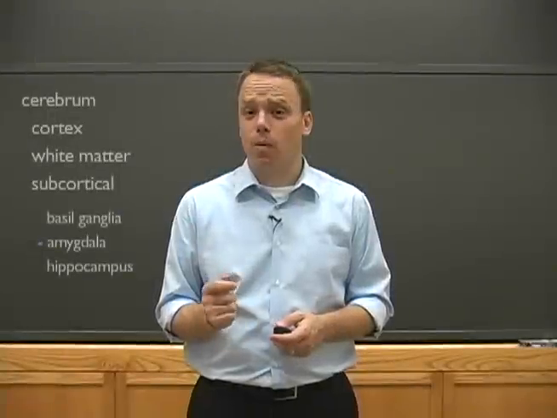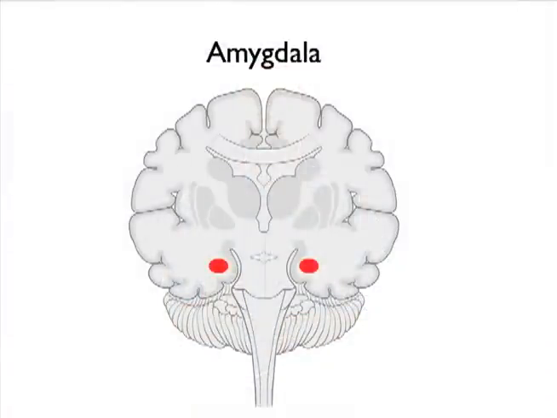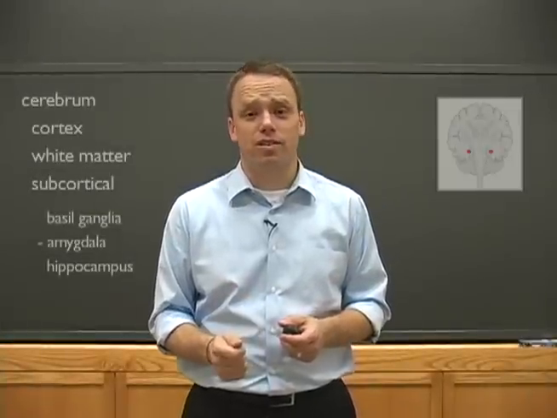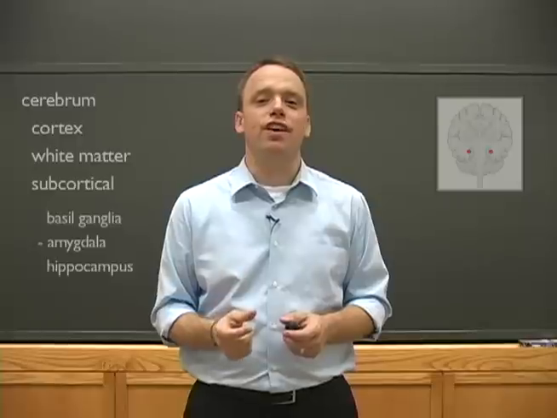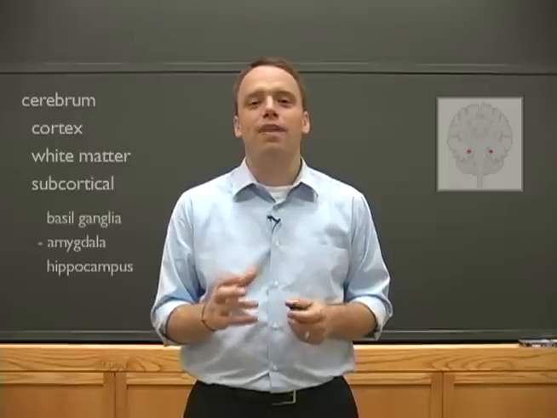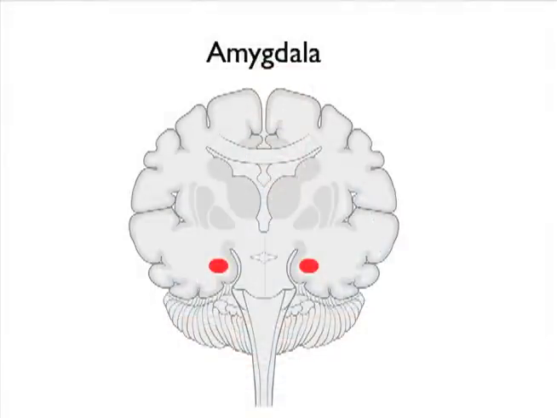A second important subcortical structure is the almond-shaped amygdala, which, just like the basal ganglia, exists in a pair, one in each hemisphere. Now, the amygdala plays a very important role in several functions. Here, we're just going to focus on one, and that's the processing of fear. Interestingly enough, the amygdala has two pathways for dealing with fear, a short pathway and a long pathway. These two often work together simultaneously.